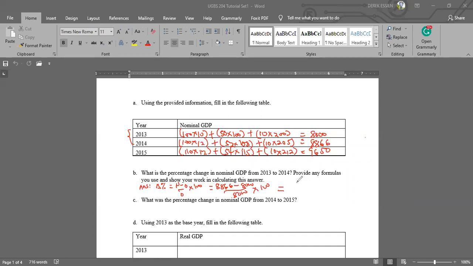10.83. All right, 10.83%. Remember, because of this 100, it makes this what percent. Okay, so that is it. You see how simple it is. Now we can do the same thing for what? They said from 2014 to 2015. So we are looking at this to this. Are we on the same platform?